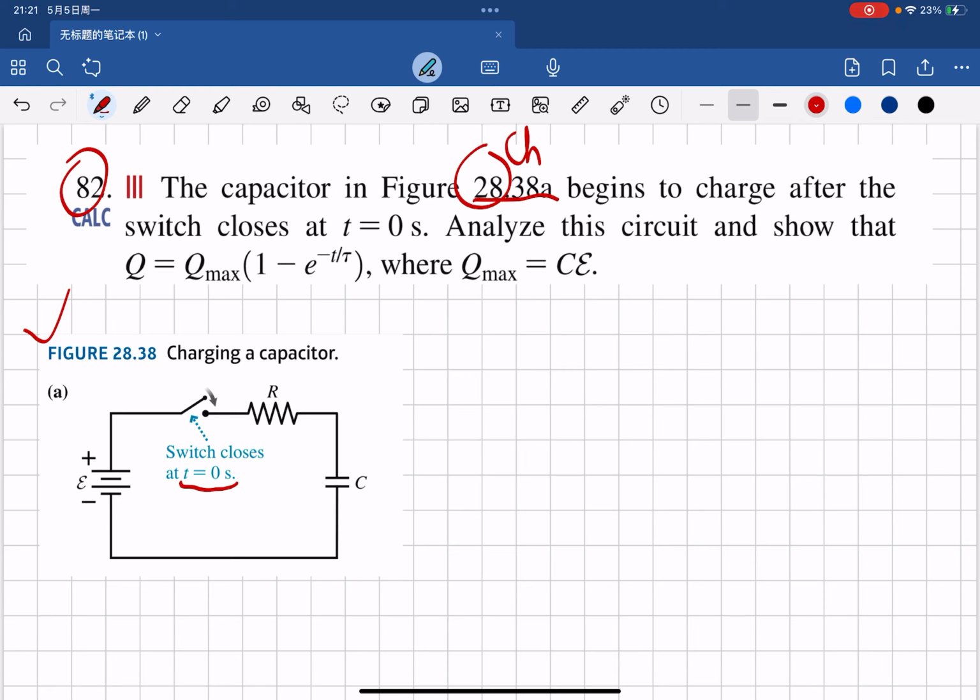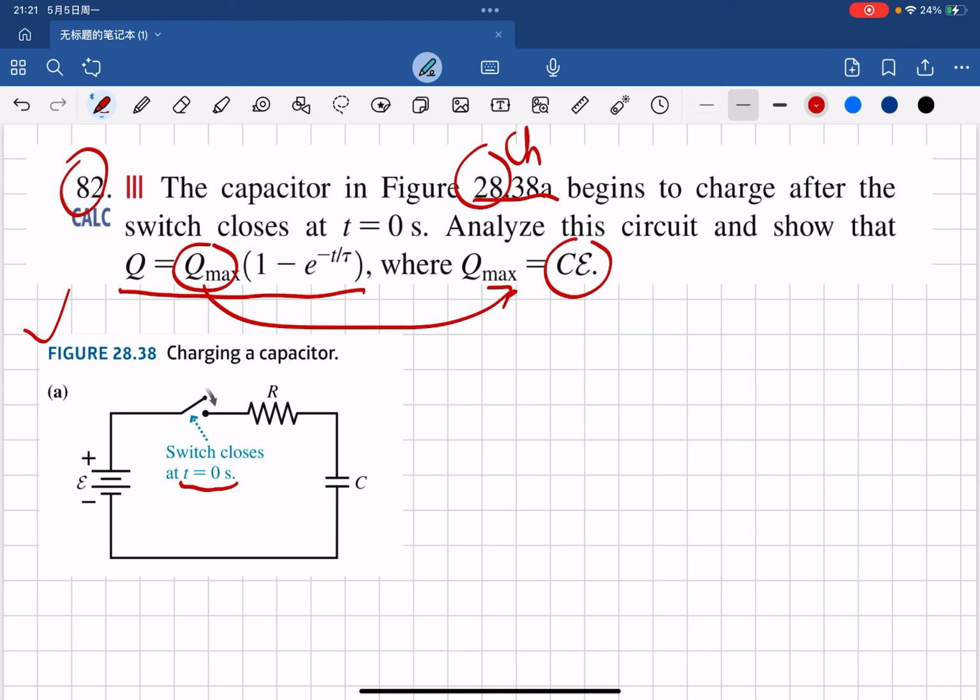And also we should analyze this circuit and show that Q will be equal to this equation, where Q means charge, and Q maximum will be equal to this. We should prove this.